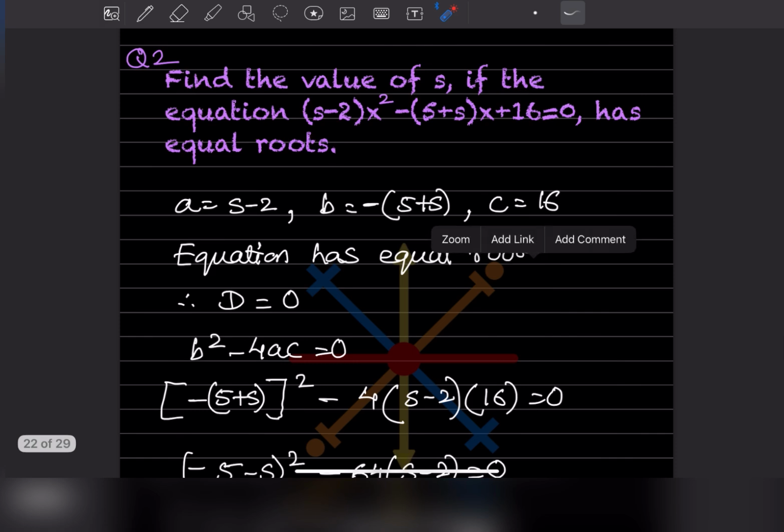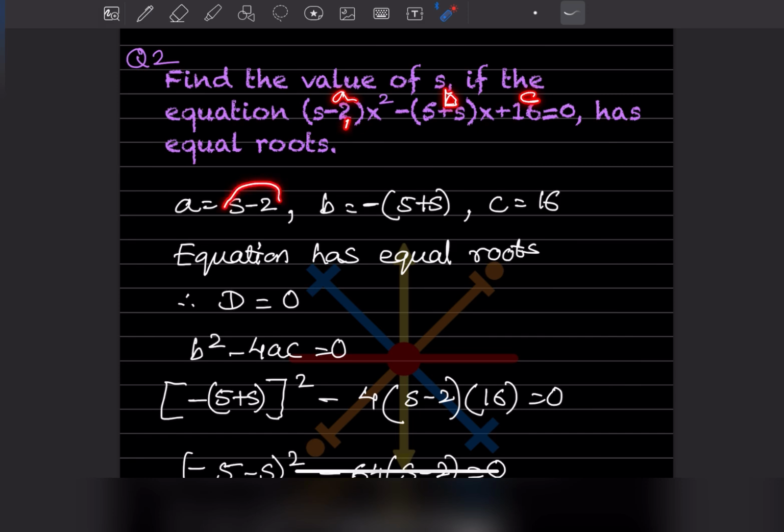Find the value of S if the equation S minus 2 x square minus 5 plus S into x plus 16 is equal to 0 has equal roots. So now what will be A here? This is ax square plus bx, and this is c. So A is s minus 2, b is what? Minus, you have to put along with this one, minus, and then 5 plus s, and c is here 16.